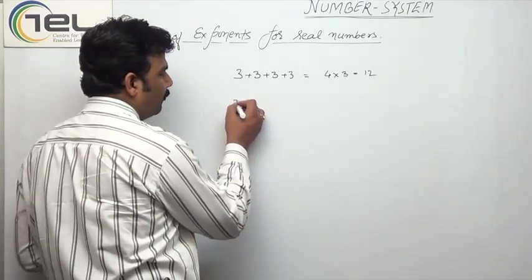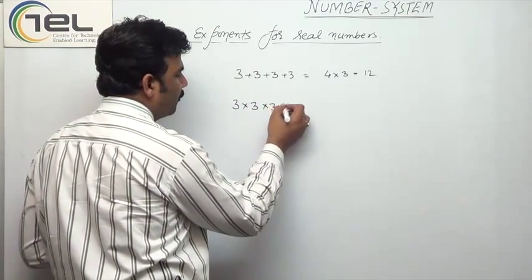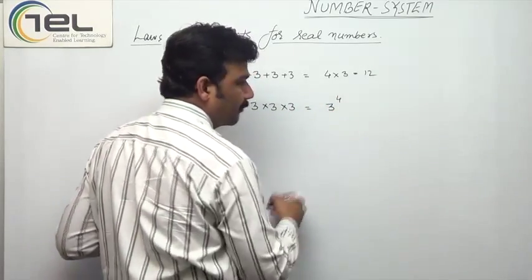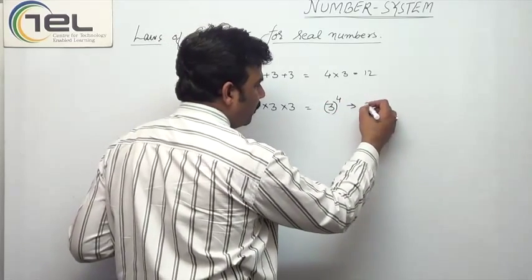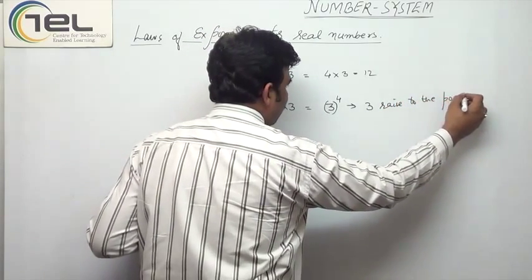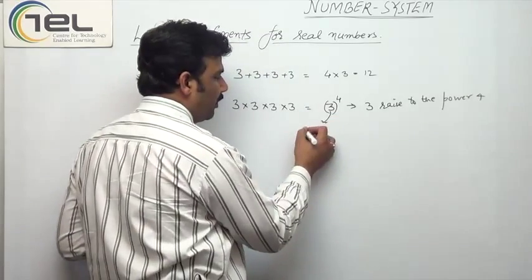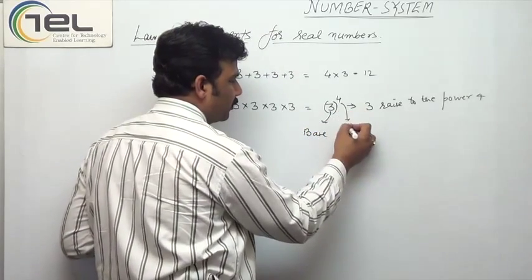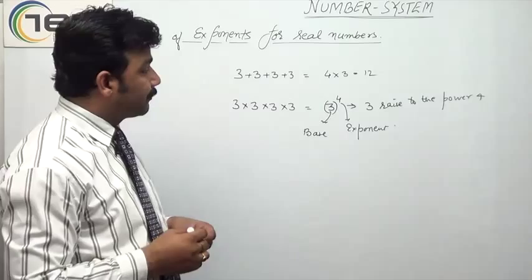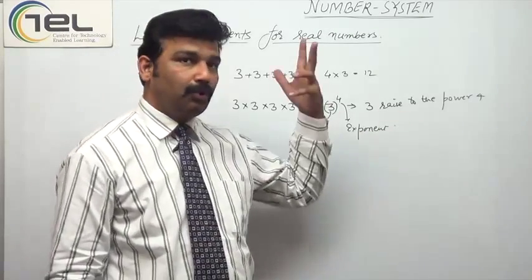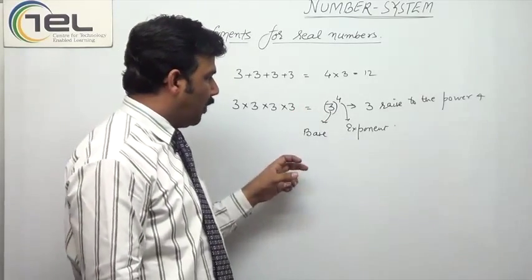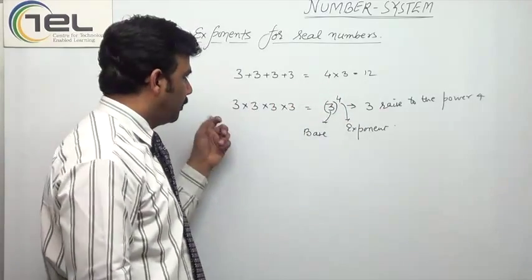And moreover, if you have to multiply 3 four times, what will you write? You will write it like this: 3 raised to the power 4, where 3 is called the base and 4 is called the exponent. So 3 raised to the power 4 means we have 3 multiplied 4 times. This is an assumption, just as we have been adding them.